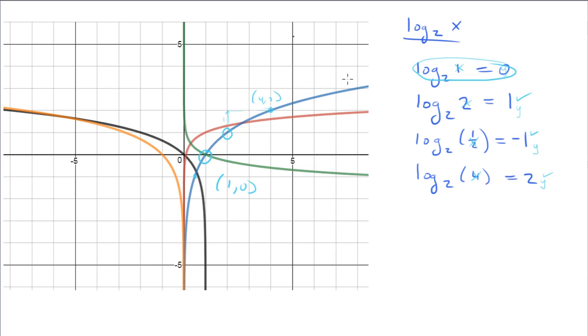This is log base 2 of x. That's my basic logarithm. Okay.